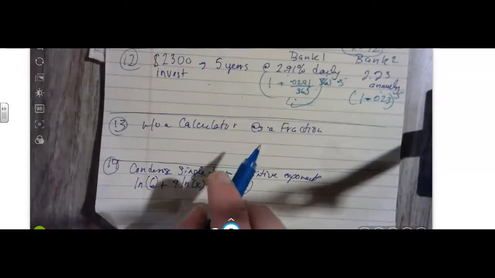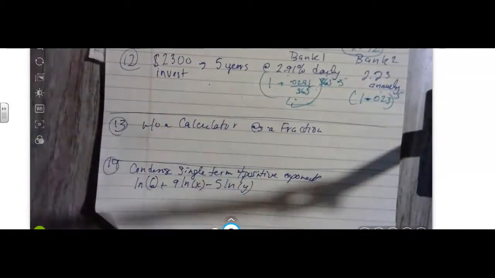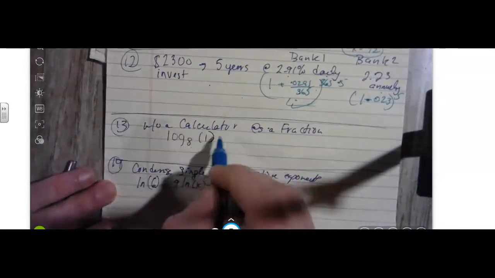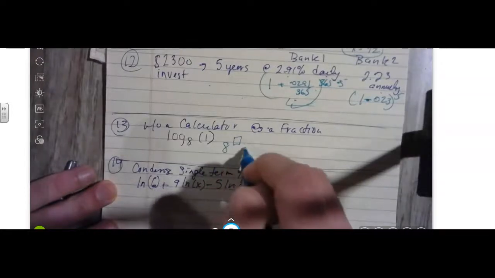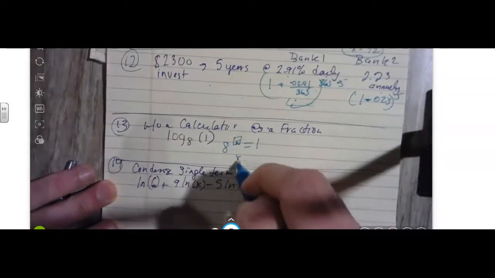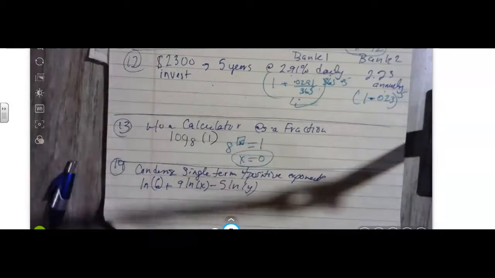This one's saying without a calculator, evaluate as a fraction. What's the log of 8 base 1, so that means 8 to what power is equal to 1, so therefore x has got to be 0 in order for that to work. That's the only one that's going to work.